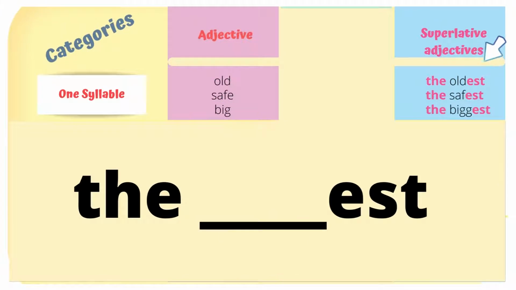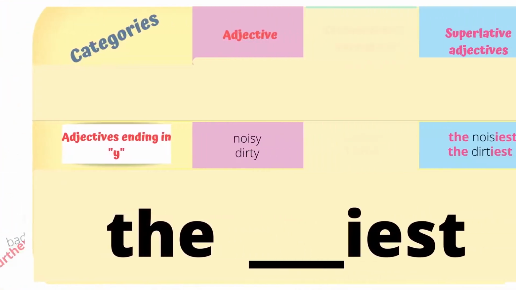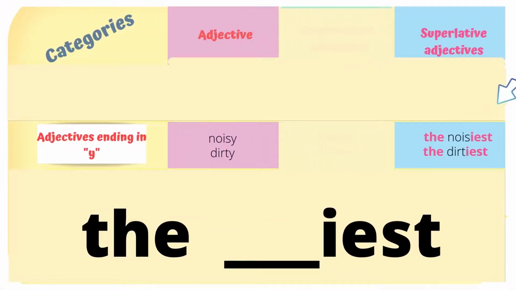Now let's transform the adjective to the superlative form. For the adjectives with one syllable, we need to add the and EST at the end of the adjective. For example, old, the oldest, safe, the safest, big, the biggest. For adjectives ending with Y, we remove the letter Y and add IEST. For example, noisy, the noisiest, dirty, the dirtiest.